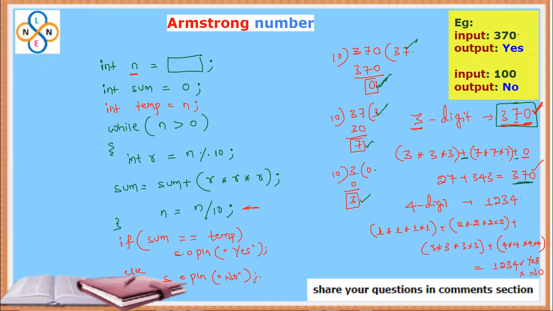So this is the logic of Armstrong. Now we can give any 3-digit number as input and we get the appropriate output accordingly. I hope it is clear. Let us execute the same thing through Eclipse as well.